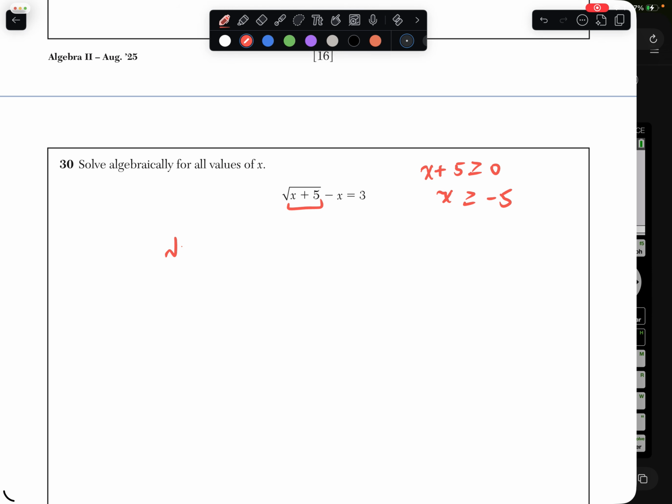So for this equation, what I'm going to do first is deal with that square root, which is the main thing that's bothering me. But before I do anything to the square root, I'm just going to add x on both sides so that I can isolate the square root.